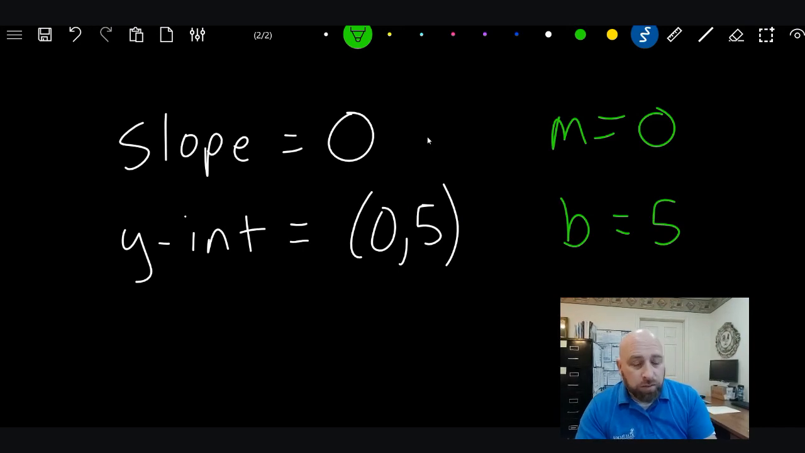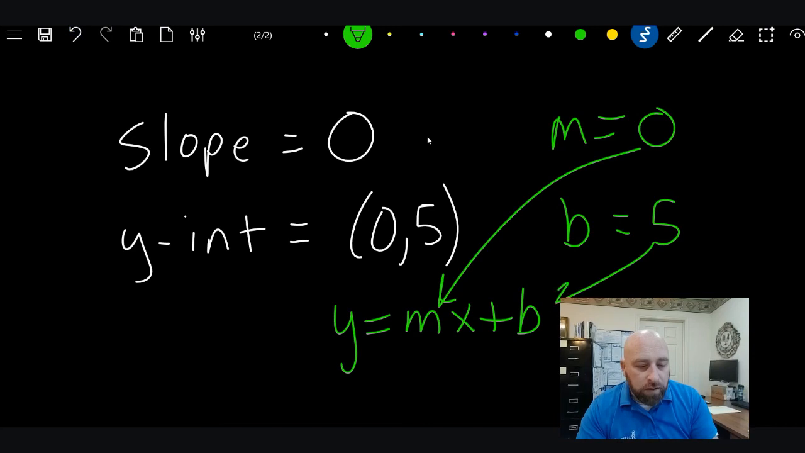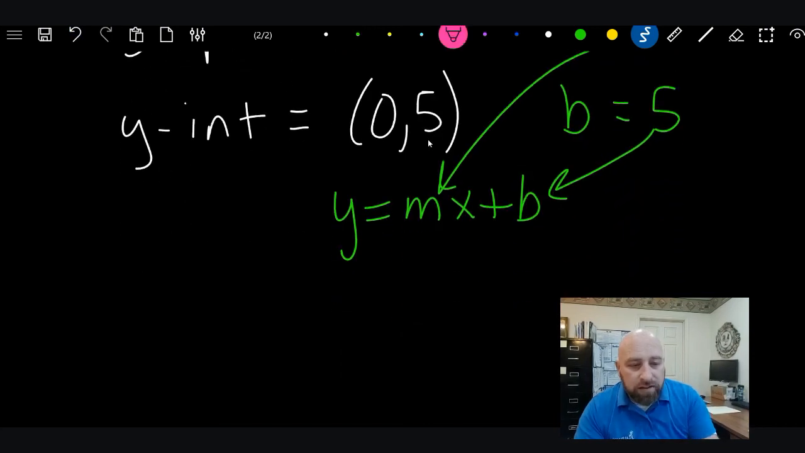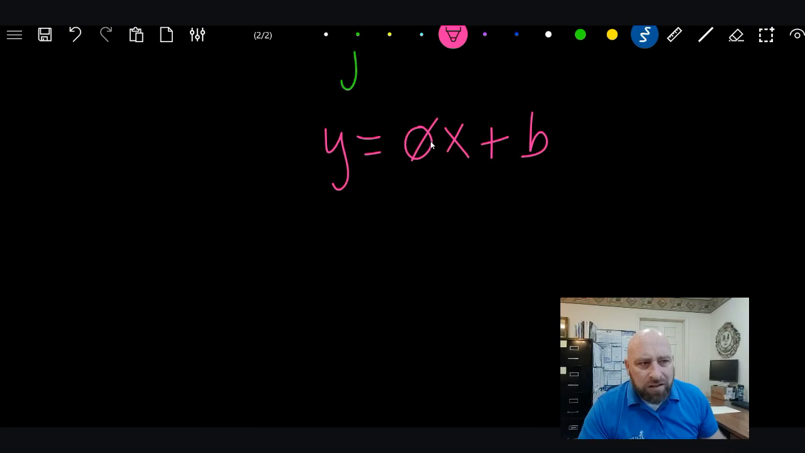Okay, and then we're just going to plug into y equals mx plus b. So we'd have a 0 go here, and we'd have a 5 go there. So what does that look like? y equals m, which was 0, times x plus b. Let me put a line through that so you can see it's a 0. So 0x, and you don't normally see 0x, so it looks weird when you see it.